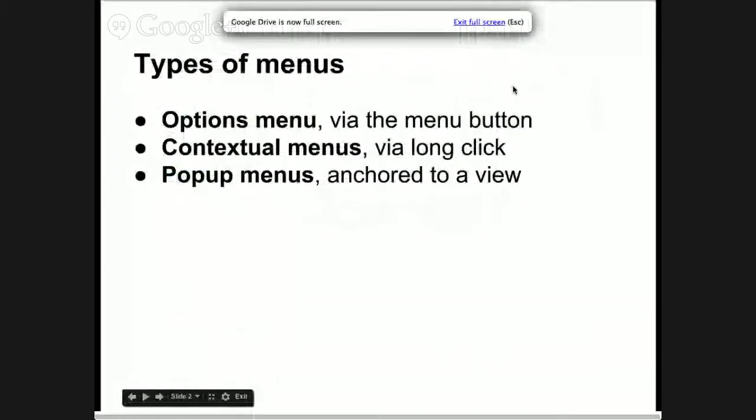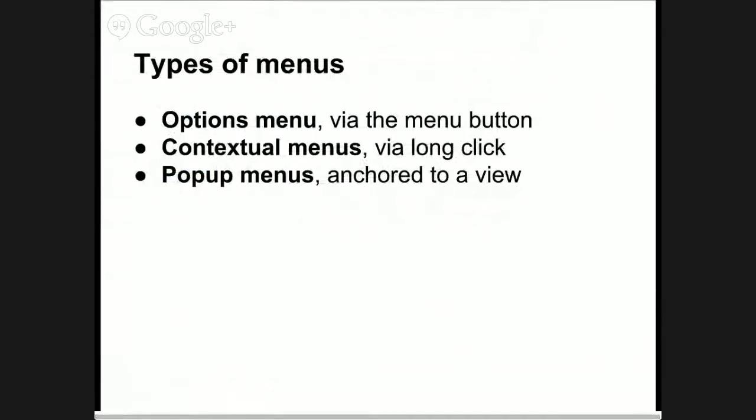So there are various types of menus, and I will focus generally on how to use the menu button. The other types of menus are fairly simple. So the options menu is the one that is accessed via the menu button, once upon a time when you had it. I want to teach you how to use it and how to call up menus in that way. Then there are contextual menus via long click.